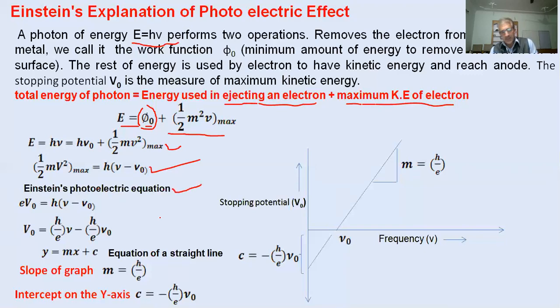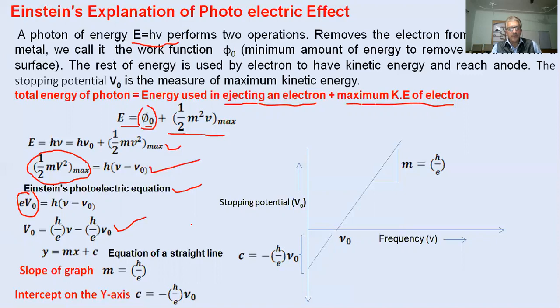And we have established that this maximum kinetic energy is actually the measure of the stopping potential. The stopping potential energy is e V0, where e is the electronic charge. And 1 by 2 m v squared maximum and eV0 are the same. So we can balance it: e V0 is equal to this, or V0 is equal to this equation.